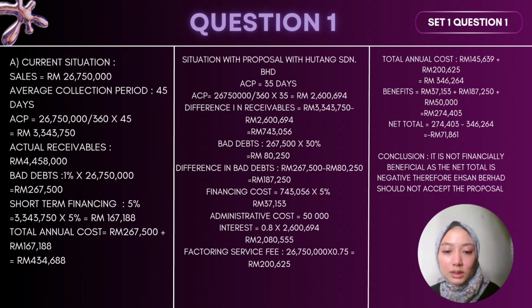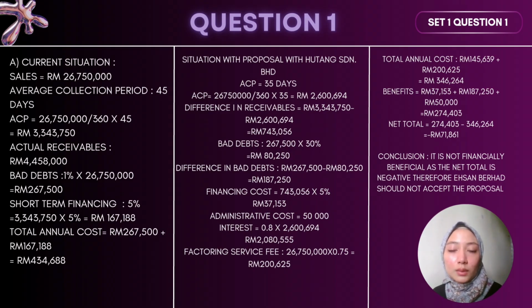So under the current situation, the sales is already in the question, which is 26,750,000, and the average collection period is 45 days. To find ACP, we take the value of sales, divide by 360 and multiply by 45, and that gives us 3,343,750. The actual receivables are already in the question, which is 4,458,000, and the bad debts is 1% of sales, so we get 267,500 ringgit. For short-term financing, it is already stated in the question that it will be 5%.